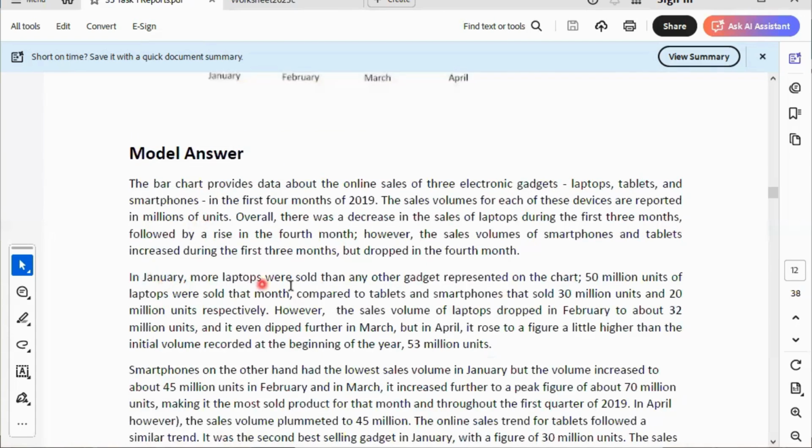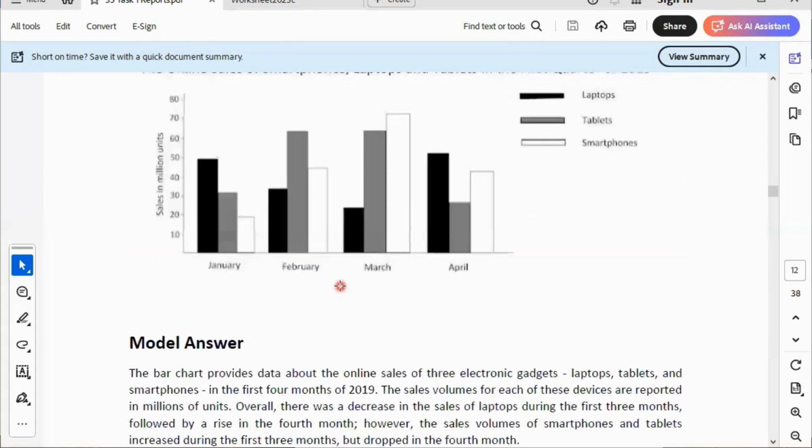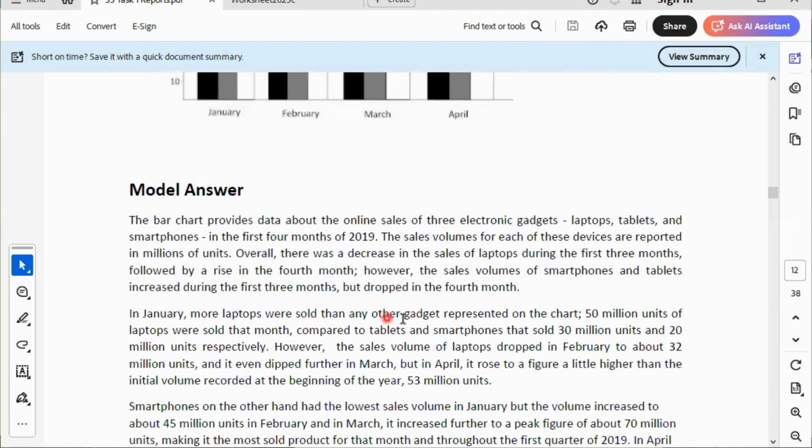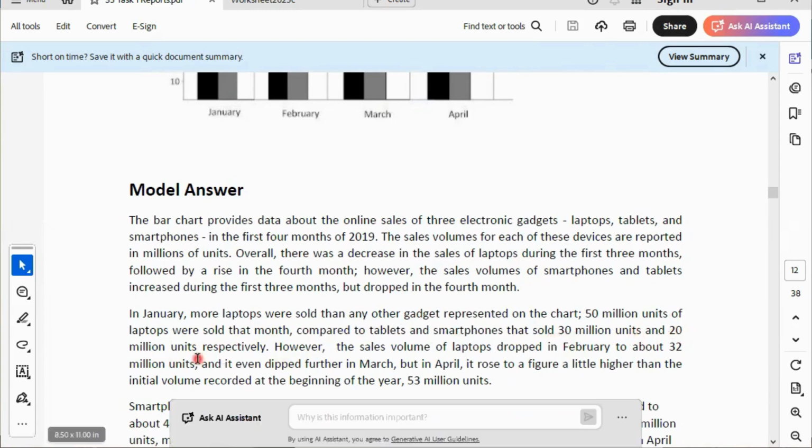More laptops were sold than any other gadget. Look at it. Can you see laptop is the biggest? The others are lower than laptops. The sales of laptops was the biggest. More laptops were sold than any other gadget represented on the chart; 50 million units of laptops were sold that month, compared to tablets and smartphones that sold 30 million units and 20 million units respectively.